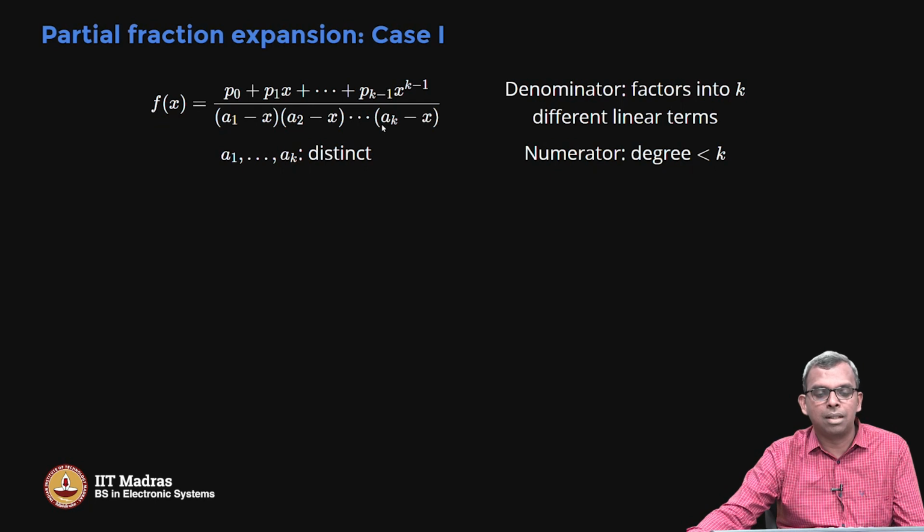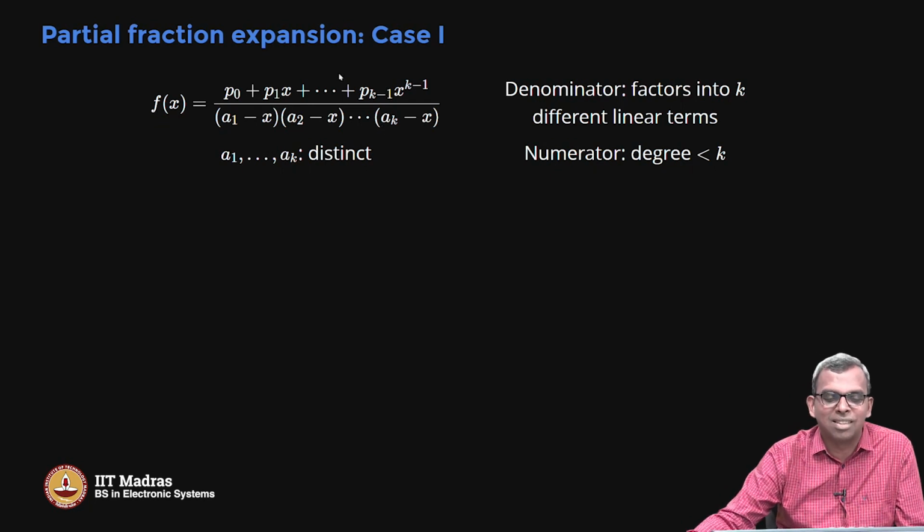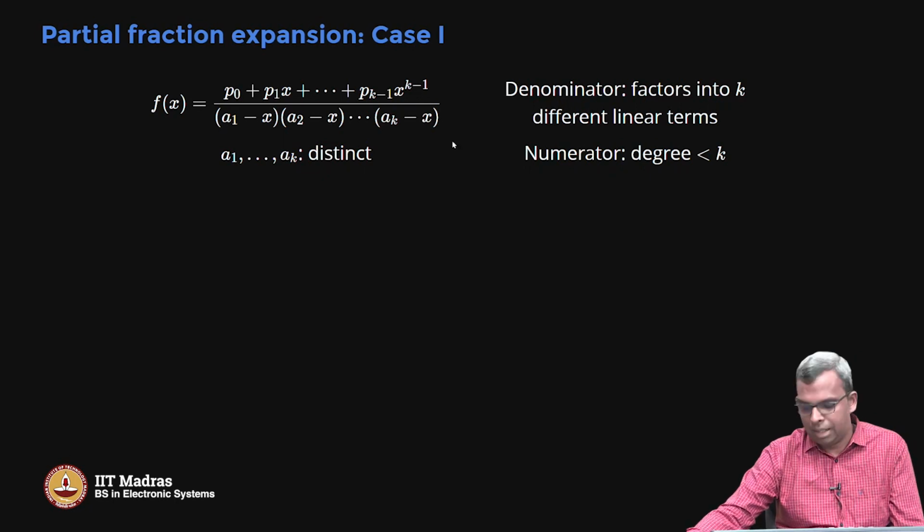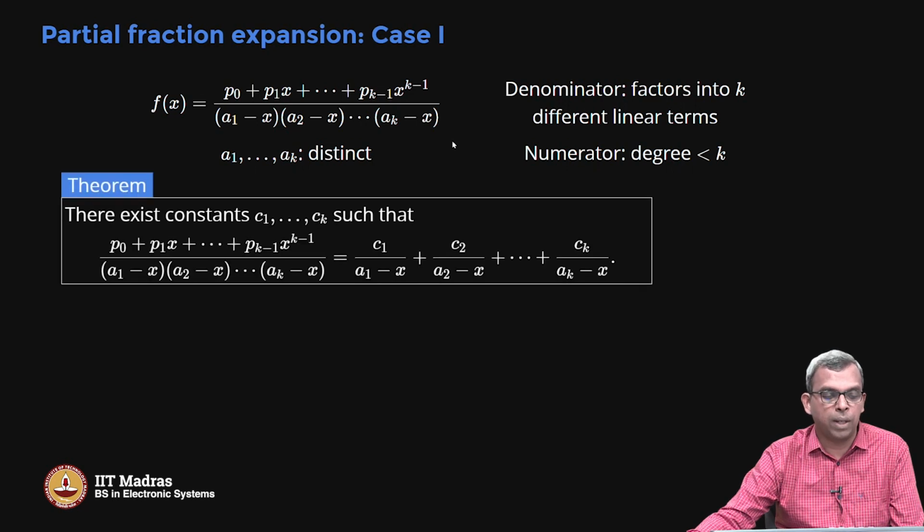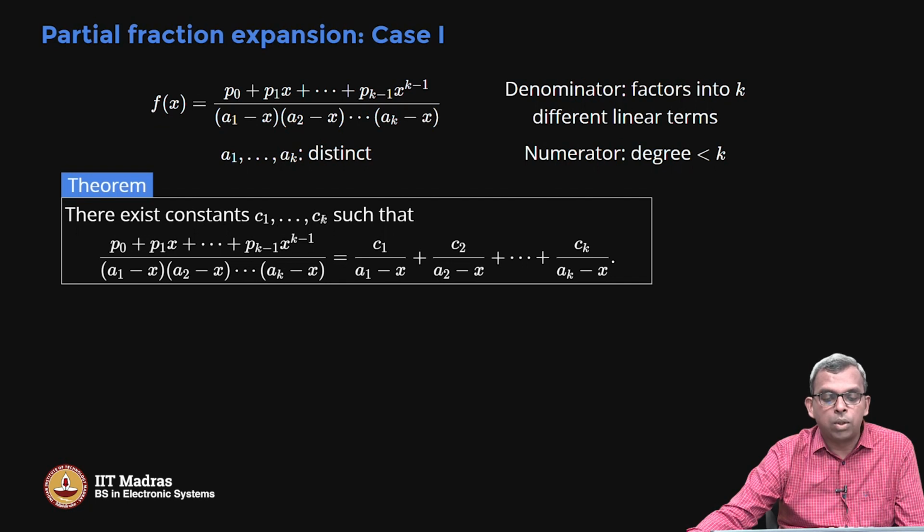So this is case 1, as I'm calling it. This is a simple case. For this case, it turns out partial fraction expansion is very simple, and we can do a very nice study of rational functions. So it turns out this is the main theorem. There exist constants C1 to Ck such that any numerator of degree less than k divided by a product of k linear factors in x can actually be written as C1 by A1 minus x plus C2 by A2 minus x plus so on till Ck by Ak minus x. This is a very nice and simple result.